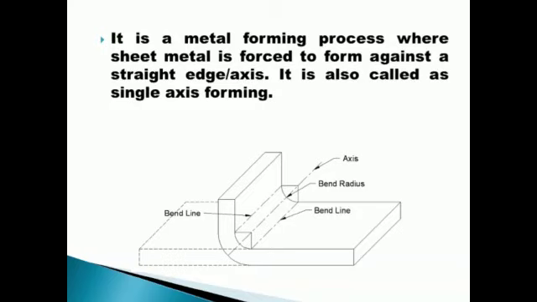Now, bend radius, which is measured inside, and bend line, the reference point to create bend geometry. We can say material is bent on the other side of the bend line. Okay, here you can see.